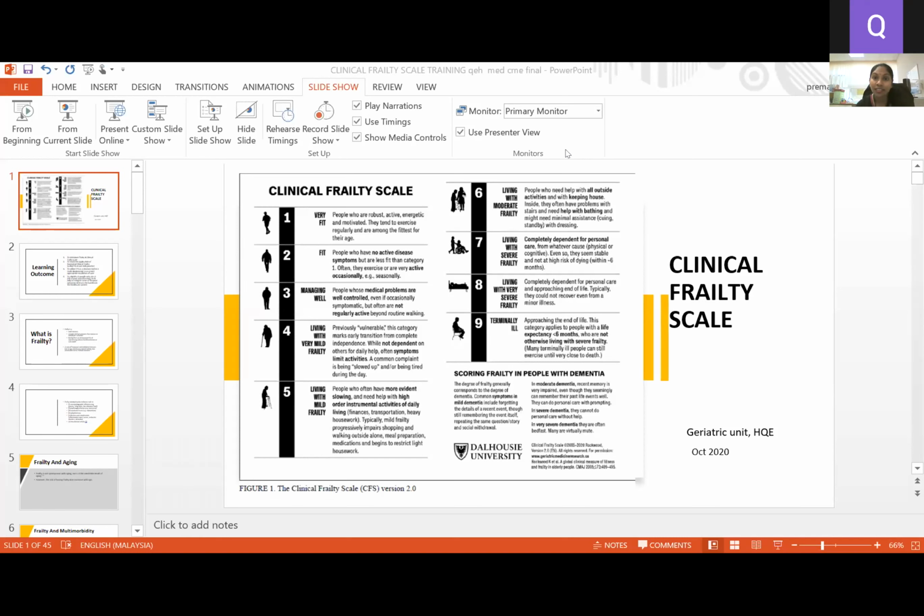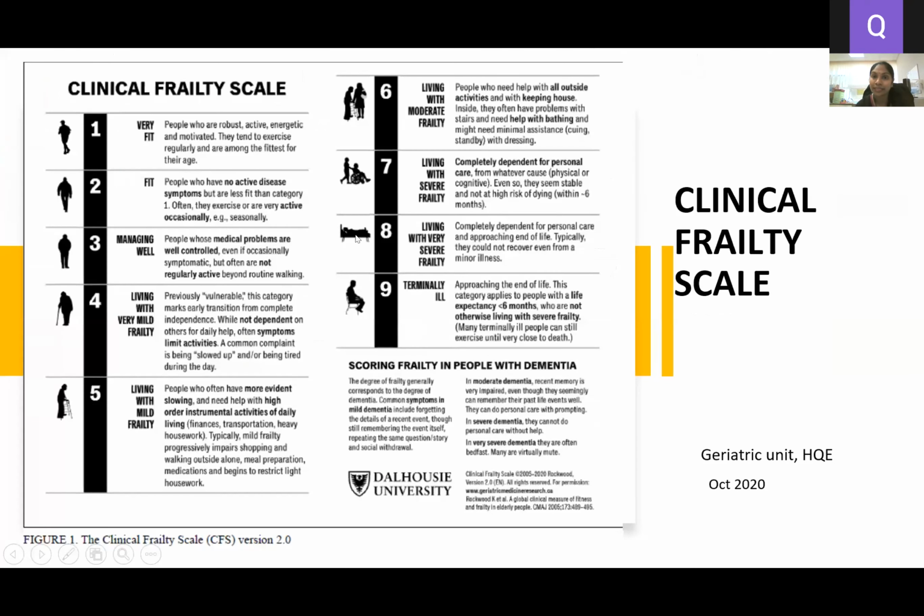Can you all see the slide? Yes, we can. Maybe we can just enlarge the screen, Dr. Premala. Okay, all right. Okay, better? Yes. All right.